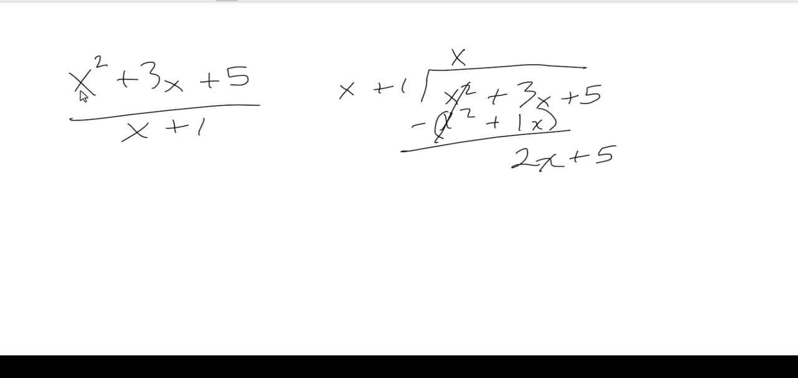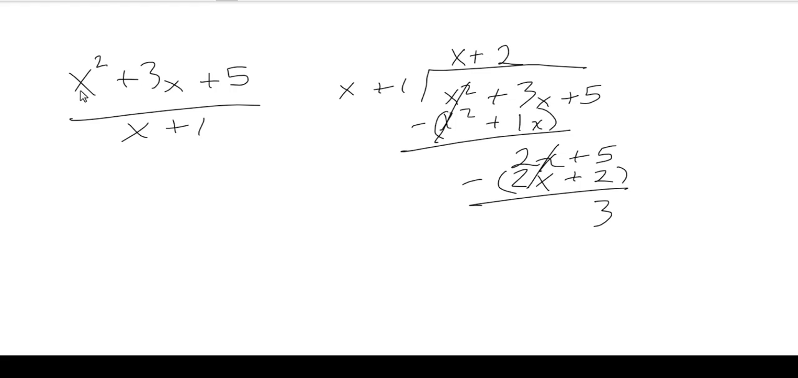So now simply into 2x is 2. 2 times x is 2x. And 2 times 1 is simply 2. Now let's go ahead and subtract this. 2x minus 2x is 0. 5 minus 2 is 3.